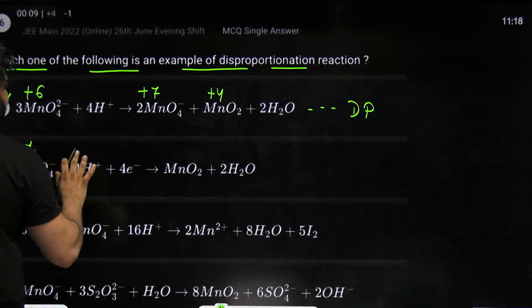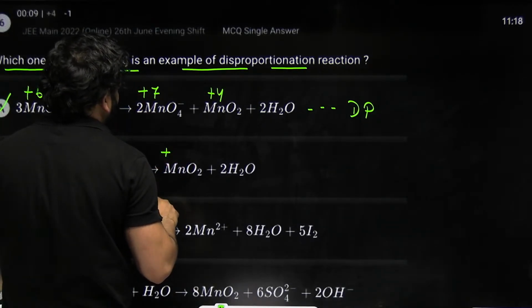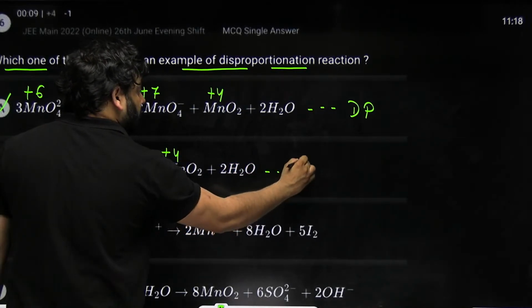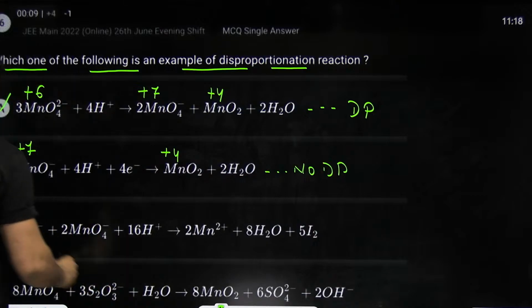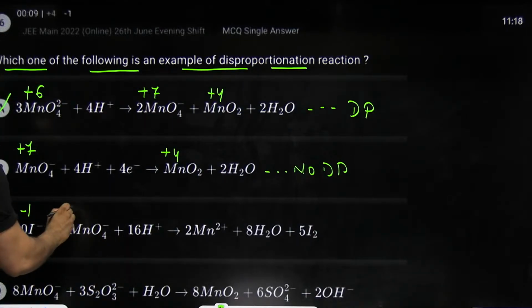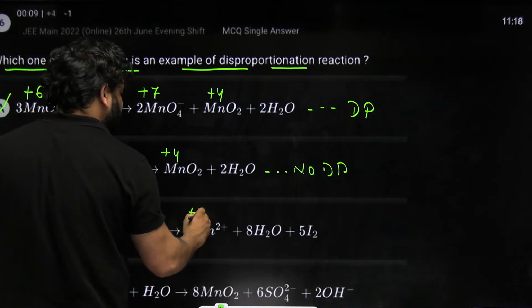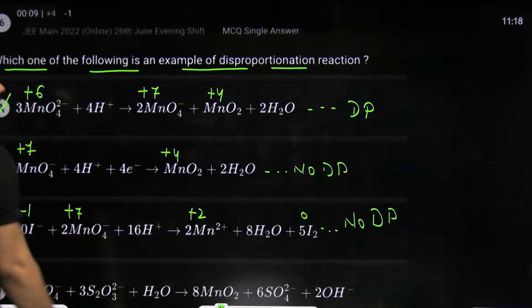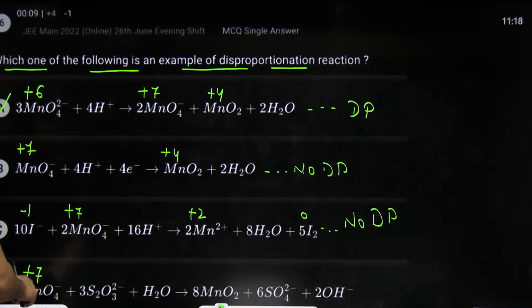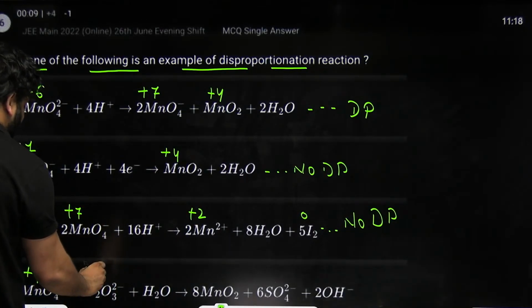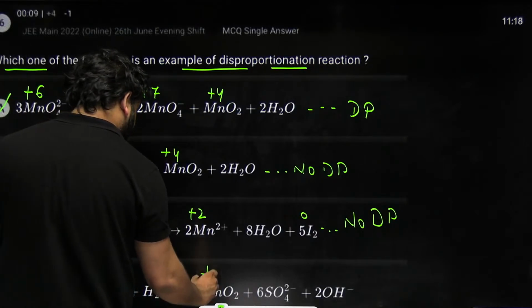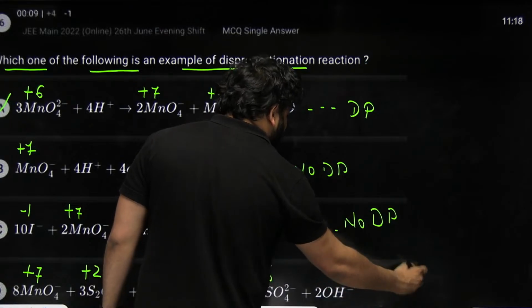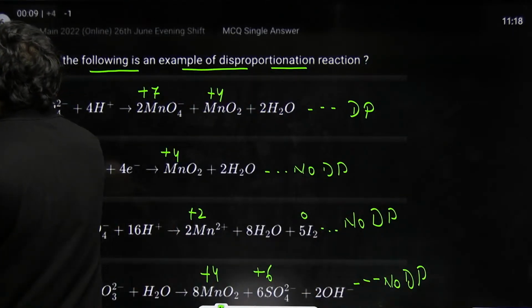This is +7, and +7 cannot undergo further oxidation, so this is definitely a non-disproportionation reaction. This is +4, so no DP. This is -1, this is +7, and it is going to +2, and this is 0, but it is definitely a redox reaction, but not disproportionation. It's +7, again +7 cannot be further oxidized. This is +2, this is +4, and this is +6, but again this is no disproportionation. Not a single element is undergoing oxidation as well as reduction. A is the correct answer.